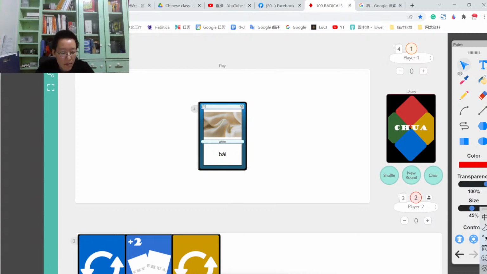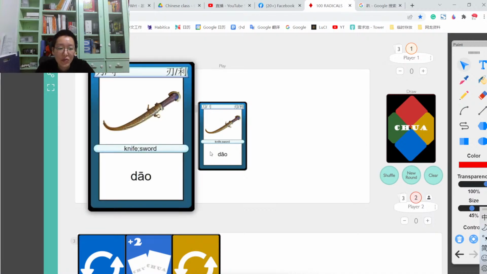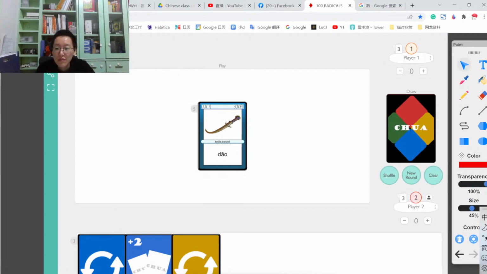And then my opponent can play 刀. 刀, knife or sword. 刀 has two different forms. The first one is like this. 刀, very sharp. And the second form is like this. 刀.